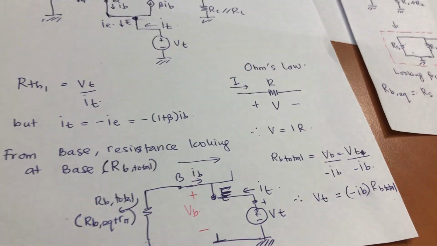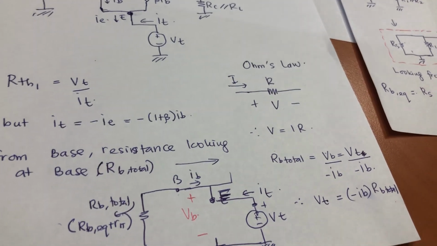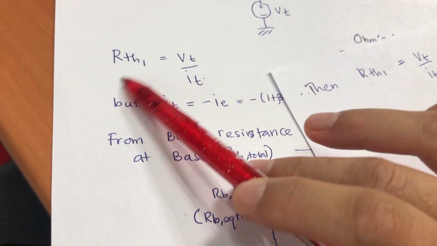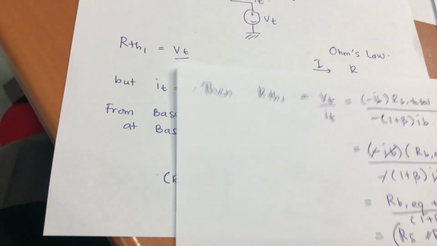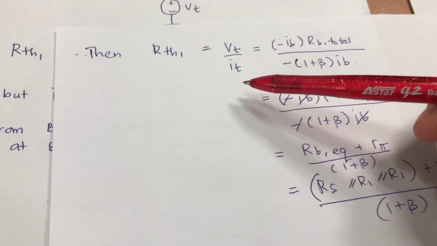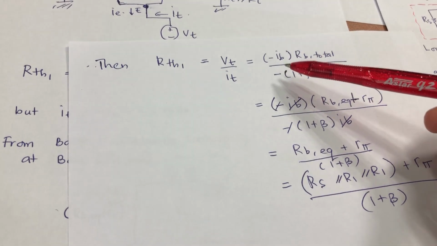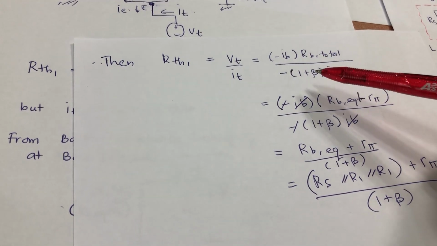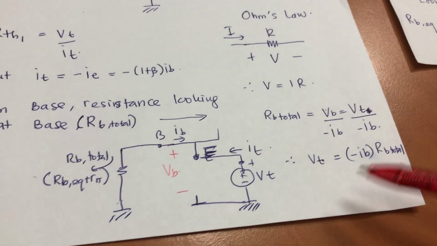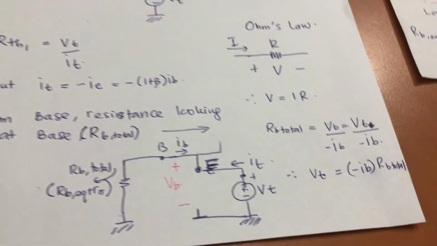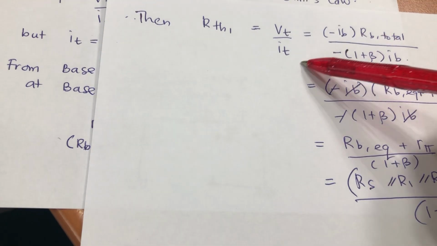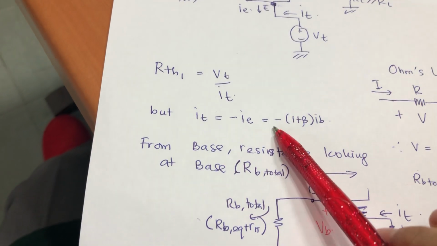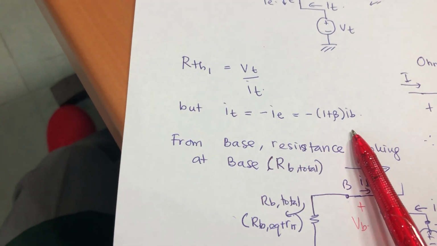Because we are actually looking for the RTH here. So RTH equals VT over IT. What is VT? VT equals minus IB RB total. You see that? VT equals this equation. And what is IT? Sorry, what is IT? IT equals minus (1 plus beta) IB.